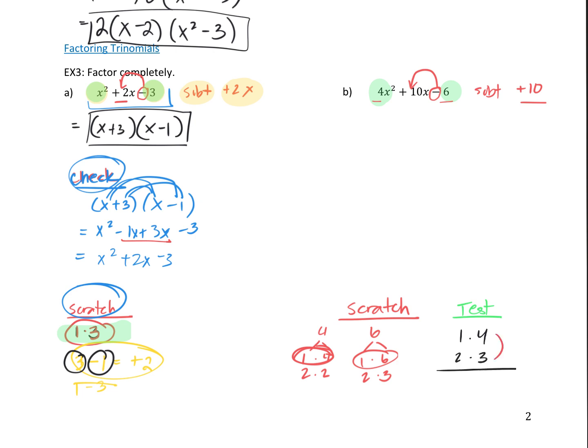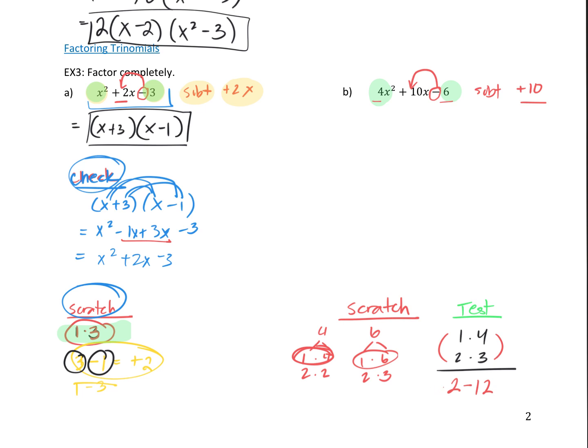Do the outward testing first. 4 times 3 is going to be 12. 1 times 2 is going to be 2. Can we subtract to get 10? Ooh, we can. If we did a positive 2 and a negative 12, oh no, that would be a negative 10.